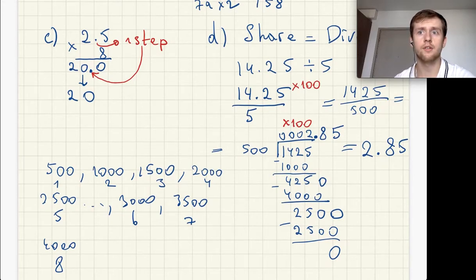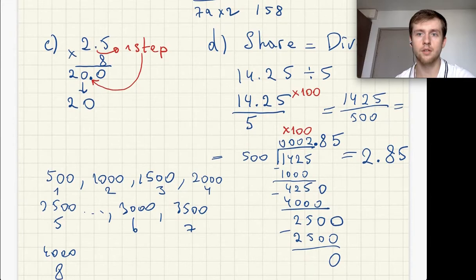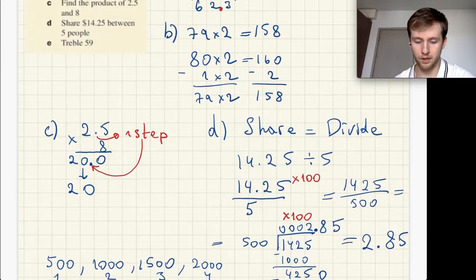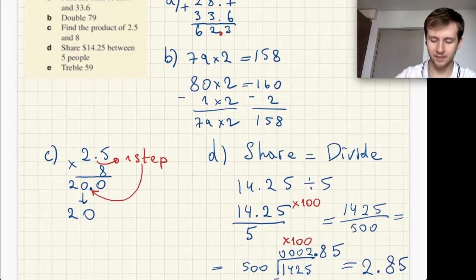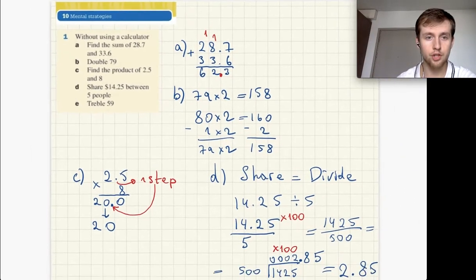There is actually another good method to do this, and this method being simplified by the fractions, but I think we can do it later. Another one, we have treble 59.